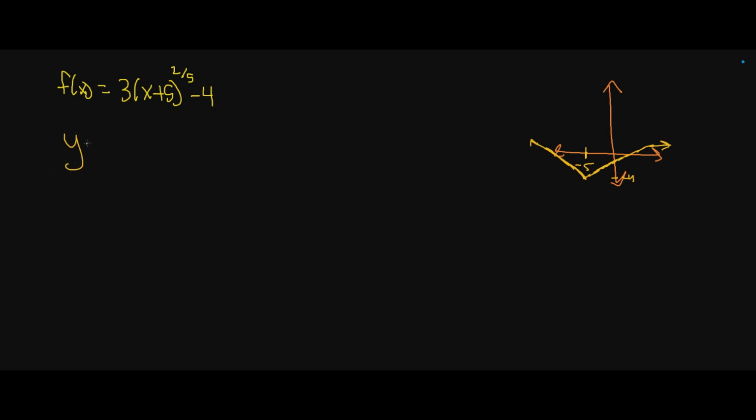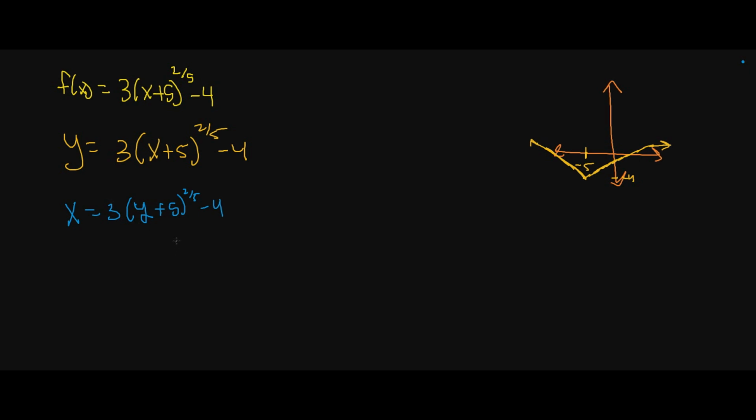So how do we solve this? Well, y equals 3 times x plus 5 raised to the 2/5, -4. Instead of writing f of x, we like to write y. Let's go ahead and switch our x and our y. Oops, hold on, let me backtrack. We switched the x and the y, and I got too excited. I forgot to put a y here. So x equals 3 times y plus 5 raised to the 2/5, -4.